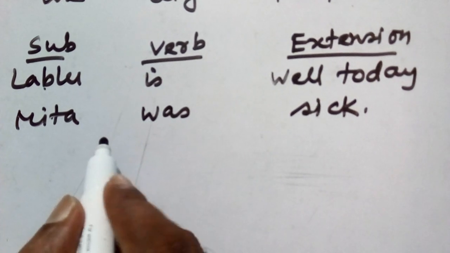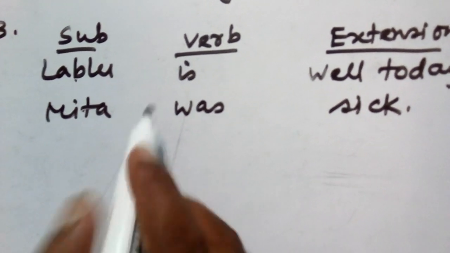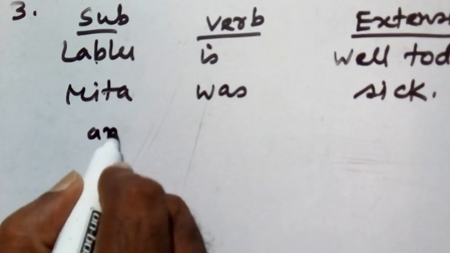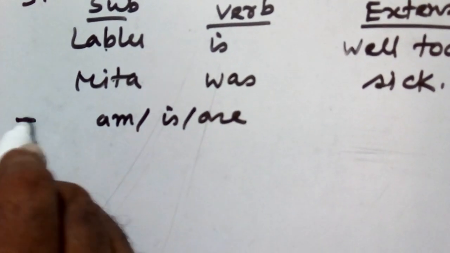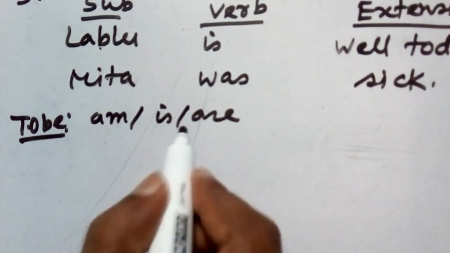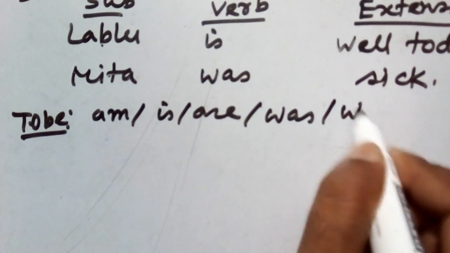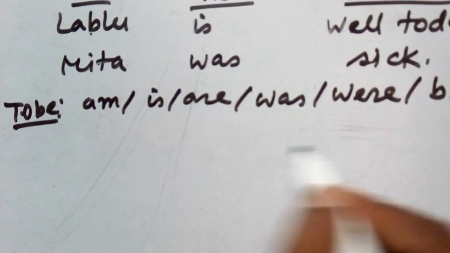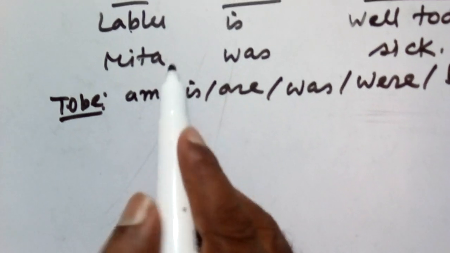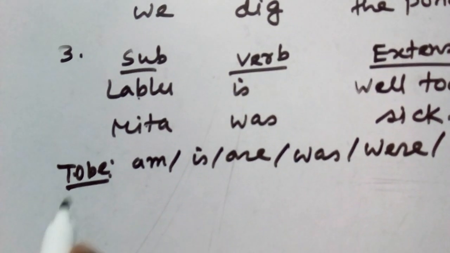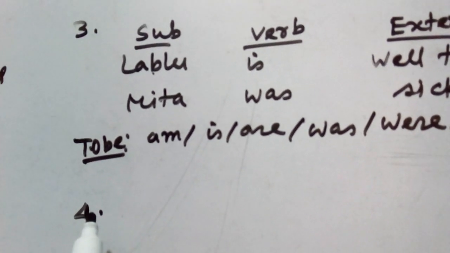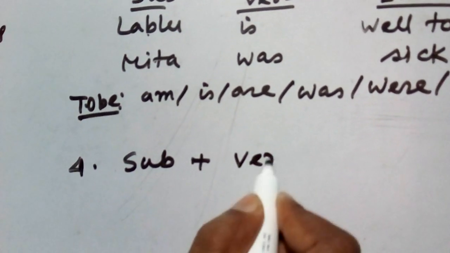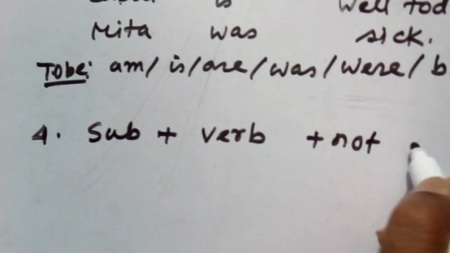শুধুমাত্র টু বি ভার্ব যুক্ত অ্যাফার্মেটিভ সেন্টেন্সে আমরা এই স্ট্রাকচার অনুসরণ করতে পারি। তাহলে টু বি ভার্বগুলো হলো এম, ইজ, আর, ওয়াজ, ওয়ার, বিন, বিং। সো এই ভার্বগুলো দিয়ে যদি আমরা কোনো সেন্টেন্স তৈরি করি, সো এট দ্য টাইম উই হ্যাভ টু ফলো দ্যাট স্ট্রাকচার and it is number 3. Just we want to write down here, that's number 4. We can write down here subject plus verb plus not plus extension.